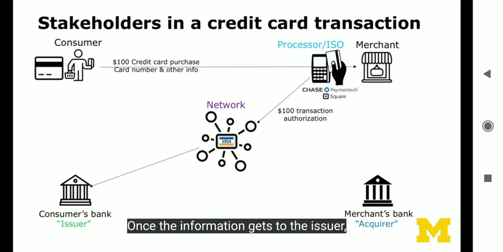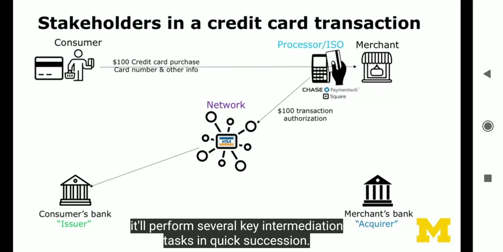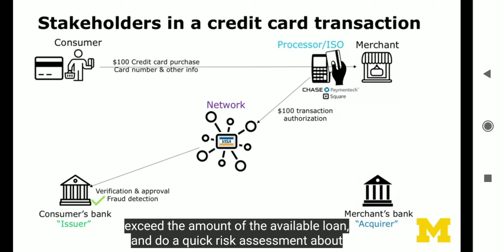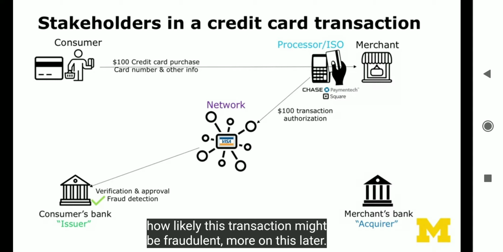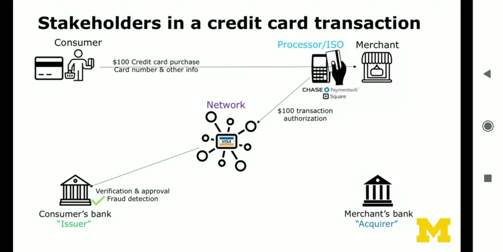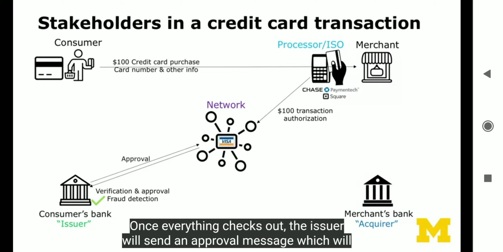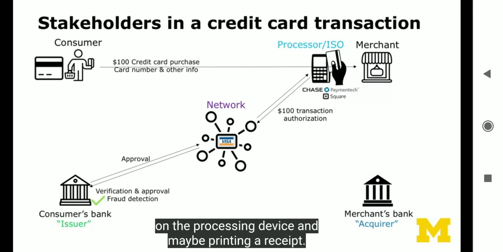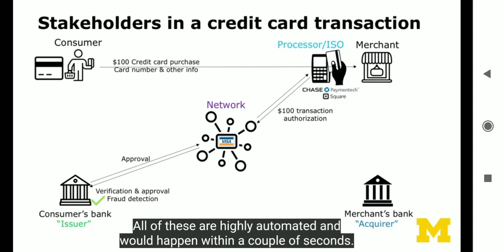Once the information gets to the issuer, it'll perform several key intermediation tasks in quick succession. They're going to verify that the consumer has the account, that the charge does not exceed the amount of the available loan, and do a quick risk assessment about how likely this transaction might be fraudulent. More on this later. Once everything checks out, the issuer will send an approval message, which will again be routed through the card network to the merchant, showing up as approved on the processing device and maybe printing a receipt. All of this is highly automated and would happen within a couple of seconds.